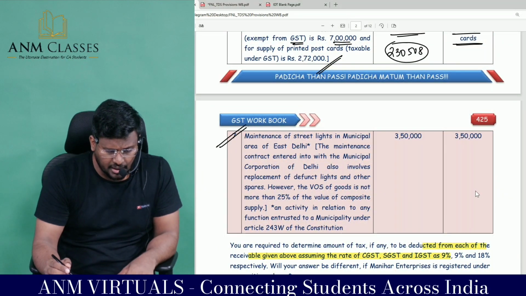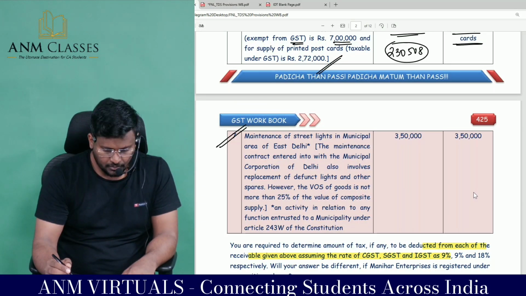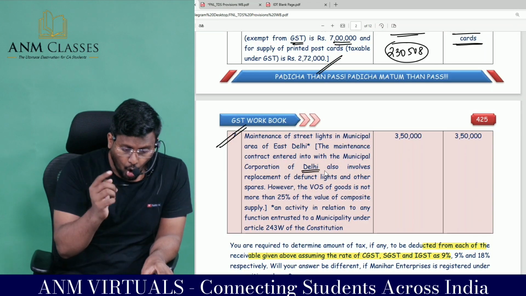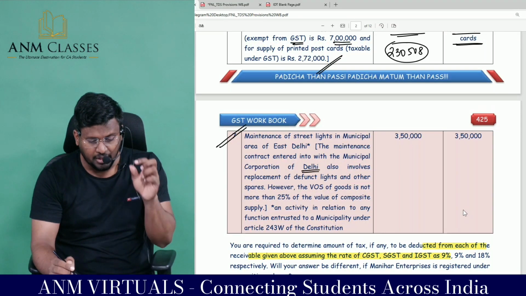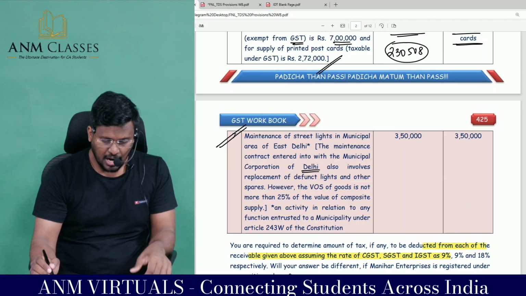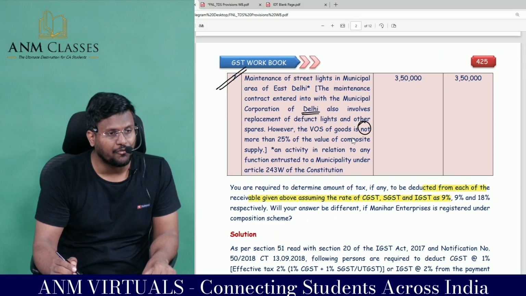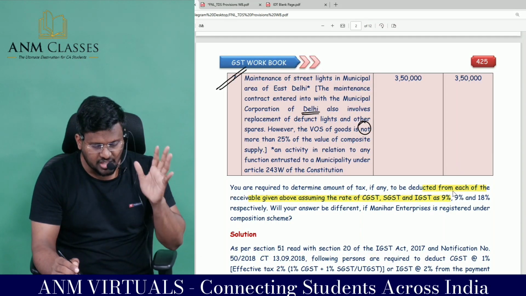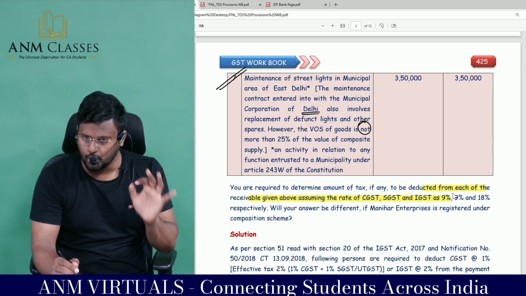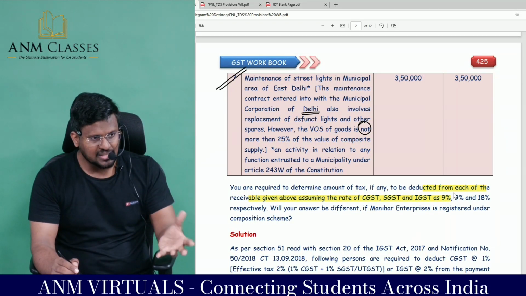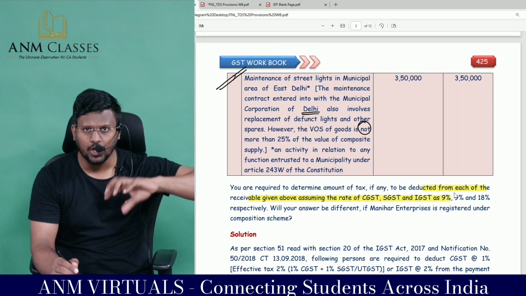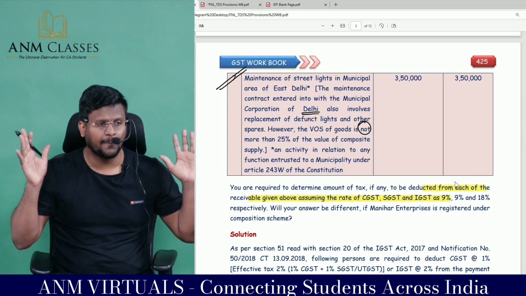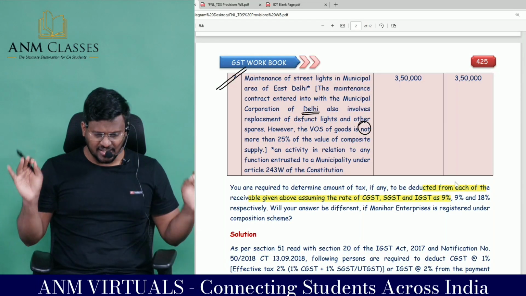Maintenance of street light in municipal area of Delhi. The maintenance contract entered into with the Municipal Corporation of Delhi also involves replacement of defunct light and other spares. However, the value of supply of goods is not more than 25% of the value of composite supply. It is an activity in relation to a function entrusted to a municipality under Article 243W of the Constitution. We know that if you are supporting, sir, to do the statutory function entrusted to a municipality under Article 243W of the Constitution, but the value of material should not exceed 25%.